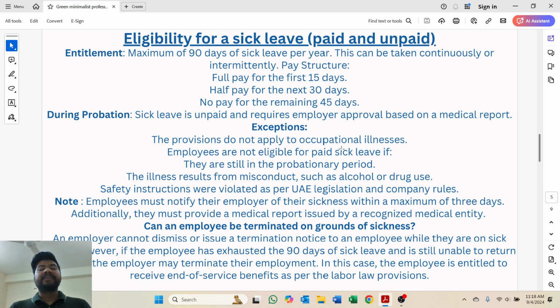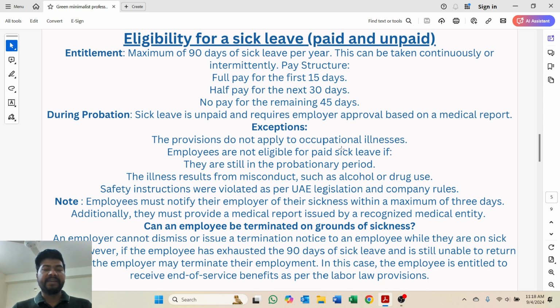Here, in case of occupational illness, in case you are still in the probation period, or in case of illness caused due to violation as per misconduct, such as use of alcohol or drugs. One thing to note here is that the employee should inform the employer of their sickness within a maximum of 3 days, along with a medical report issued by a recognized medical entity.